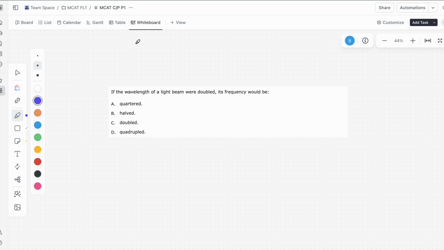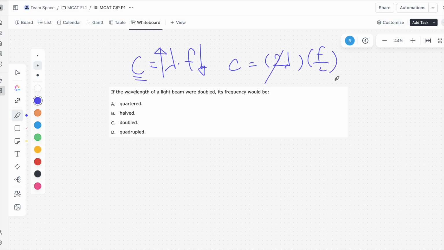All right, so remember, guys, light always is a constant speed, which is c, and speed is determined by the wavelength times its frequency, right? So if c is constant, if wavelength is doubled, its frequency has to be halved in order to make sure that c stays the same. Meaning the frequency needs to be halved. B is the correct answer here.